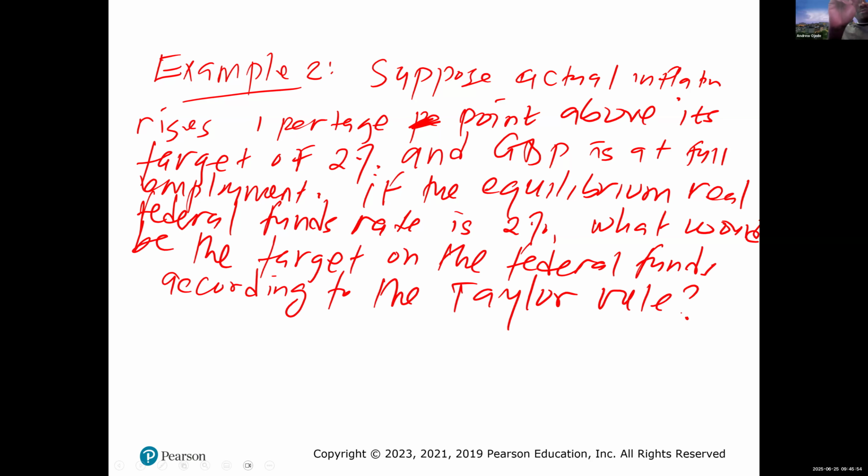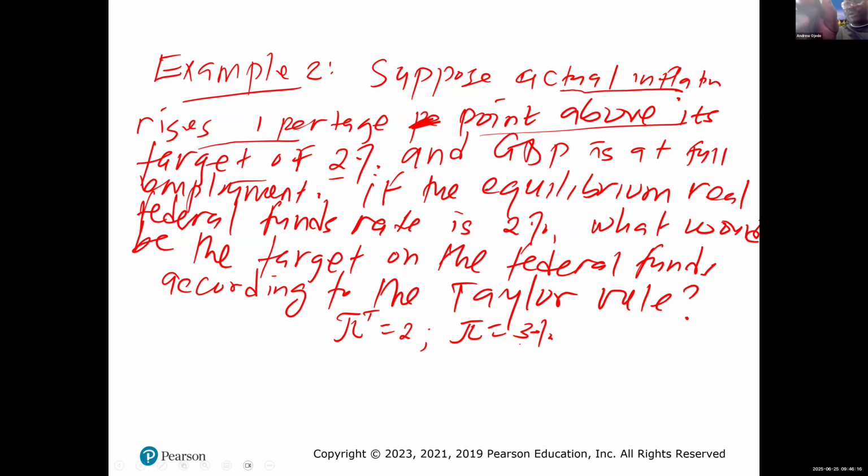Okay, so they said suppose actual inflation rises 1 percentage point above its target of 2%. So we know target inflation here is 2%. So if actual inflation rises 1 percentage point above target, that means actual inflation is 3%. That's 1 percentage point above its target. If it was 2 percentage points above target, it would be 4%. And GDP is at full employment. That means the output gap is already 0. When I say GDP is at full employment, it means actual output equals potential output. So the Y minus YP would be 0.